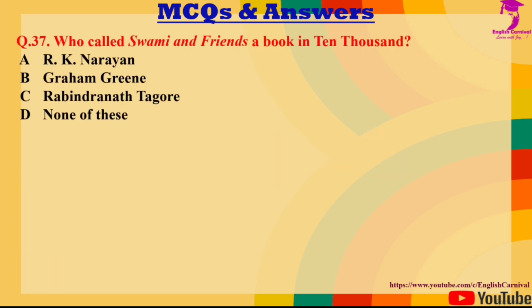Question number 37 we have, who called Swami and Friends a book in 10,000? Options are A. R.K. Narayan himself, B. Graham Greene, C. Rabindranath Tagore, and D. none of these. The correct answer is B, and that is Graham Greene.